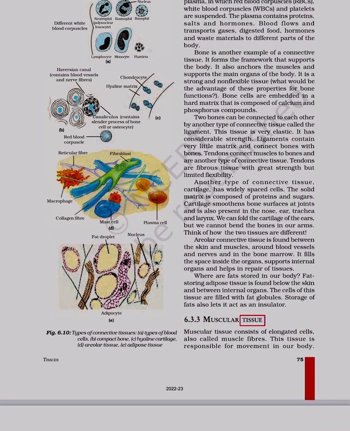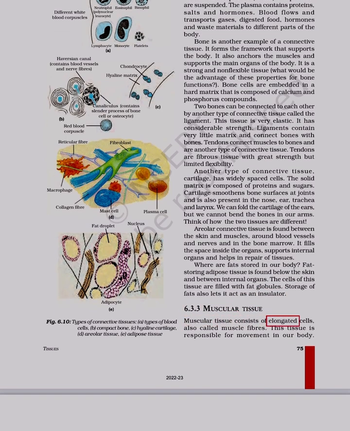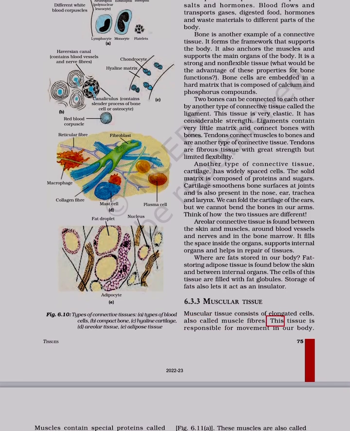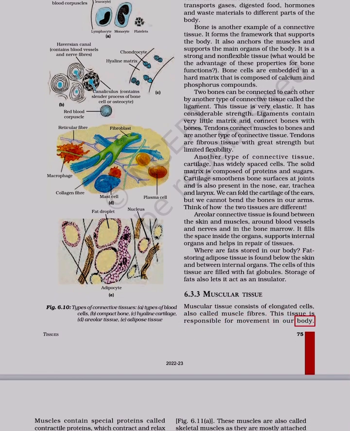6.3.3 Muscular tissue. Muscular tissue consists of elongated cells, also called muscle fibers. This tissue is responsible for movement in our body.